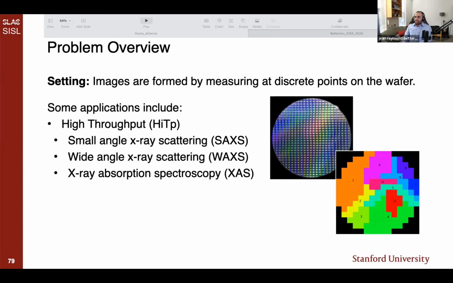All right. So in this setting, images are formed by measuring at discrete points on the wafer. If you look at this metallic image here, hopefully you can see that there are little squares, little grid cells, and those represent the discrete points where we can take measurements. Some applications where this could be useful are listed on the left. The image in the bottom right, by the way, is a classification of the little metal wafer in the top left. This is a preview of what we'll be trying to do here.